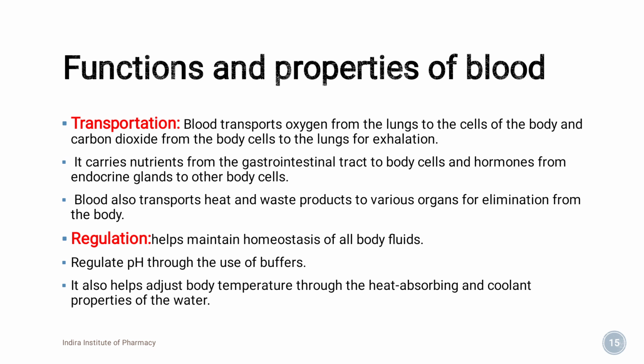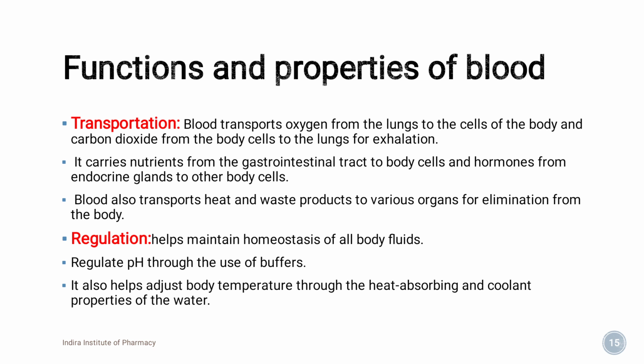It also carries nutrients from the GIT. So whatever food we take in, the absorbed nutrients from all the parts of the GIT are carried to the other cells through the transport system, that is blood. So gastrointestinal tract to body cells, and also hormones from the endocrine glands to other body cells.